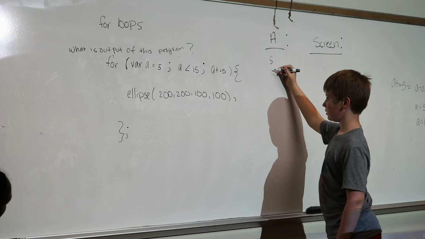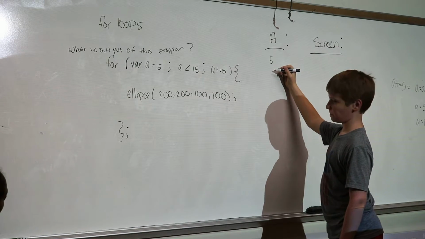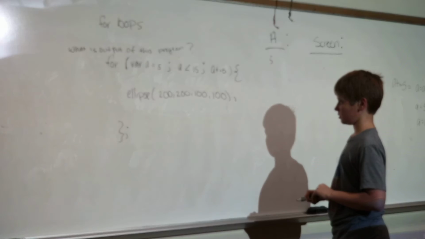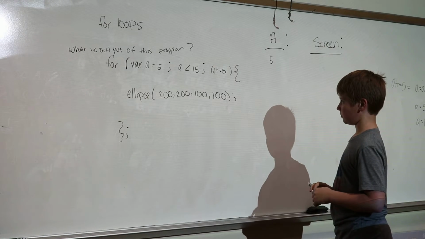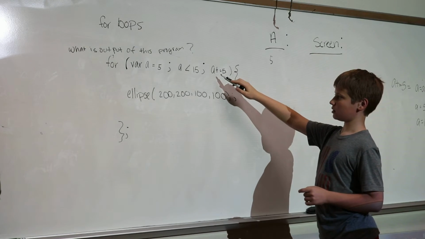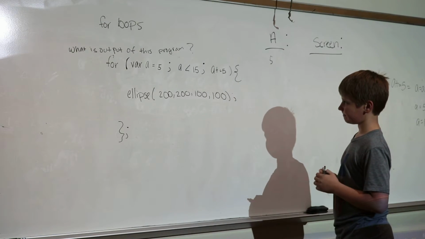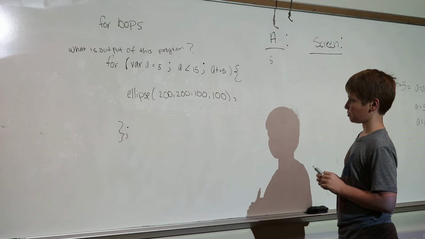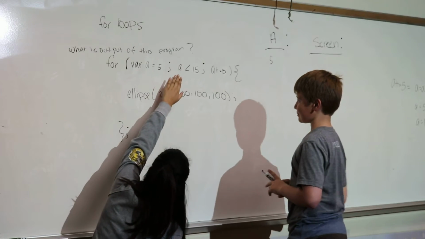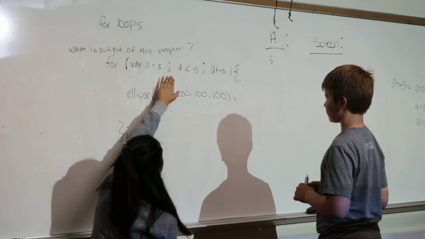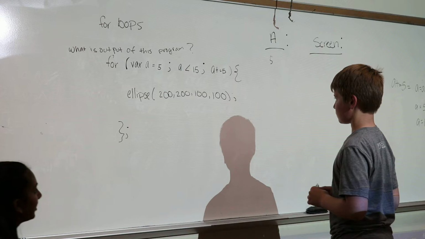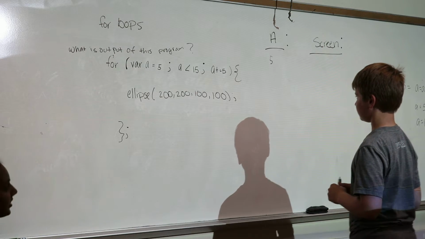So then, is A less than 15? Yes. Check. Okay, so what are we going to do since A is less than 15? We're going to do this. And then what happens at the end? What do you do first? We check. So first thing you always check at the beginning is whether A is less than 15. And then you're going to go straight into this. So what happens? What's on the screen? You draw your first ellipse.